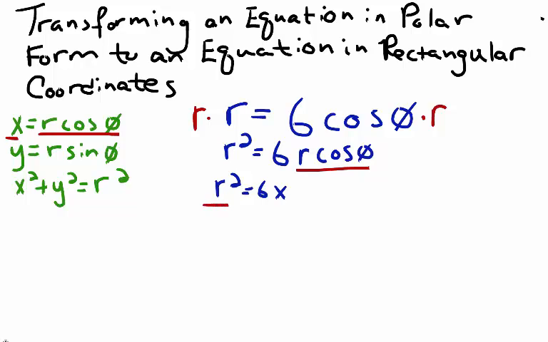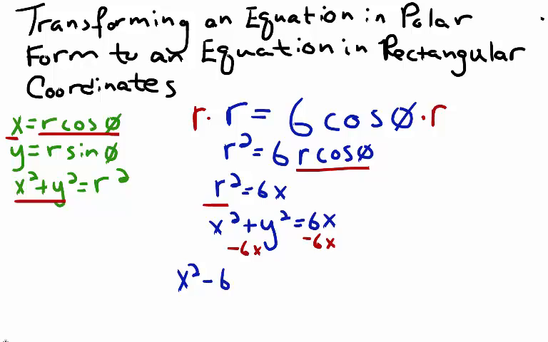r squared is equivalent to x squared plus y squared. So we will rewrite our equation again to read x squared plus y squared equals 6x. Our next step is to set the equation equal to 0. We'll subtract 6x from both sides. This gives us x squared minus 6x plus y squared equals 0.